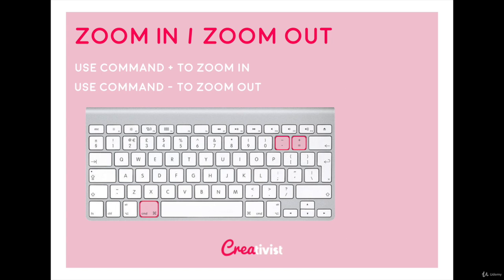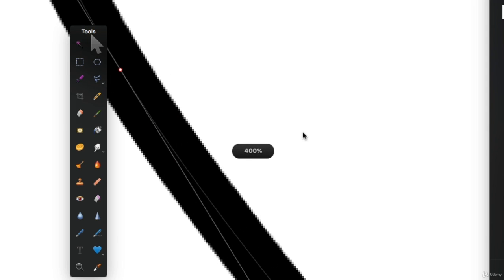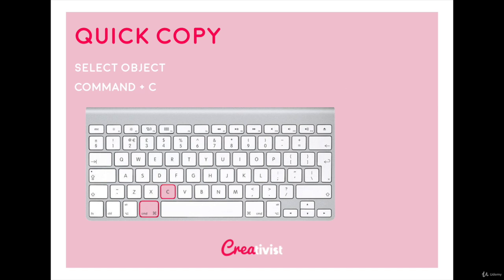Next shortcut is zooming in and zooming out, because sometimes you want to bring the page a little bit closer so you can be a little more accurate with moving your points. So for that we use the Command key and either plus for zooming in or minus for zooming out. And let's have a quick look at how it actually looks in practice. So, zooming in and zooming out.